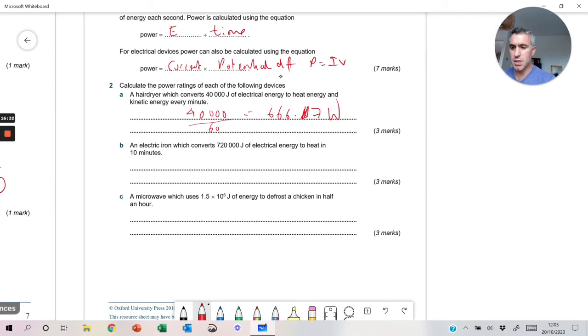An electric iron converts 720,000 joules in 10 minutes. So 10 times 60, 720,000 divided by 600 equals 1,200 watts. A microwave which uses 1.5 times 10 to the 6 joules of energy to defrost a chicken in half an hour. We've got to do 30 times 60 seconds. So 1.5 times 10 to the 6 divided by 1,800 is 833 watts.